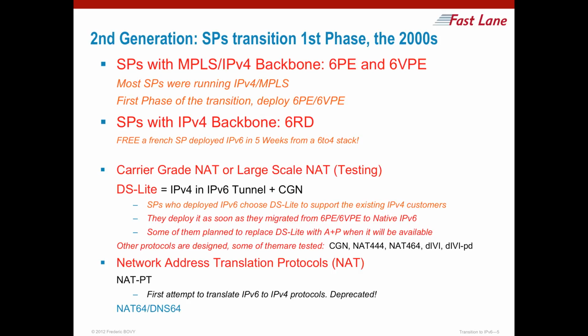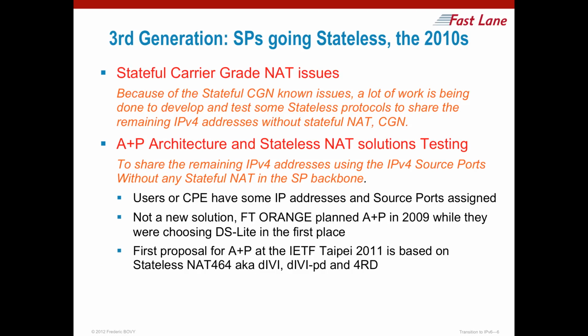Other solutions were also introduced, such as NAT-PT, to translate IPv6 to IPv4. NAT-PT was doing everything, and because it was trying to solve too many problems, it was too heavy and could not do it very efficiently. So it is now deprecated, but it gave birth to NAT64 and DNS64, and we will see the use of it. It is currently a solution which is deployed by service providers.